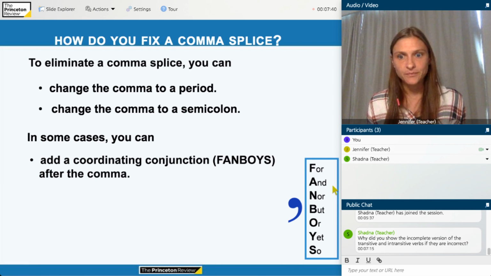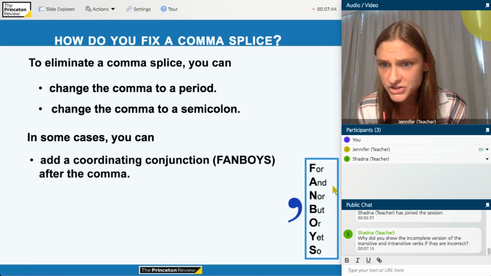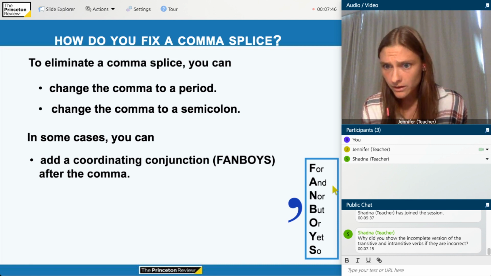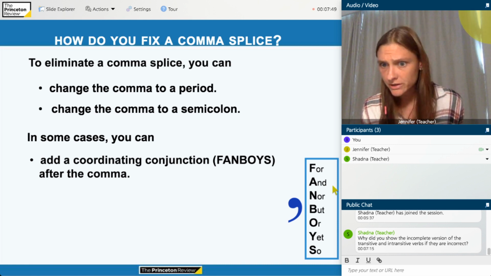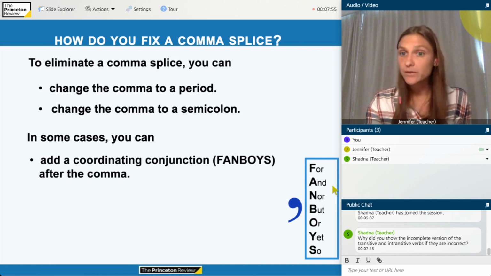Okay, and I see a question here. Why did you show the complete version of the transitive and intransitive verbs if they are correct? So, okay, I'll take a step back quickly to address that.